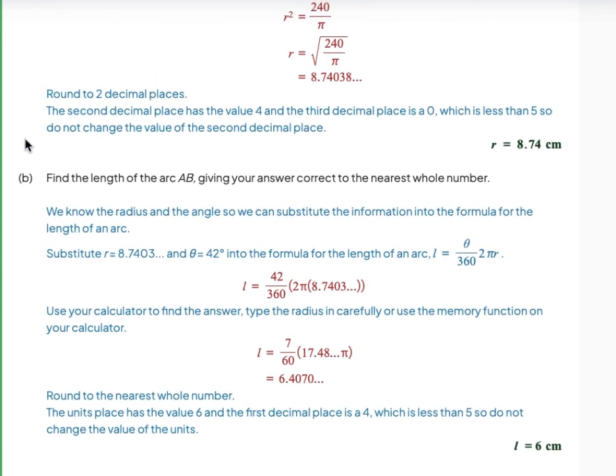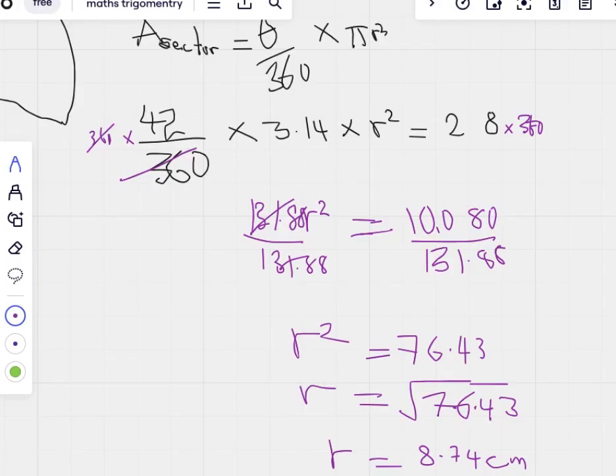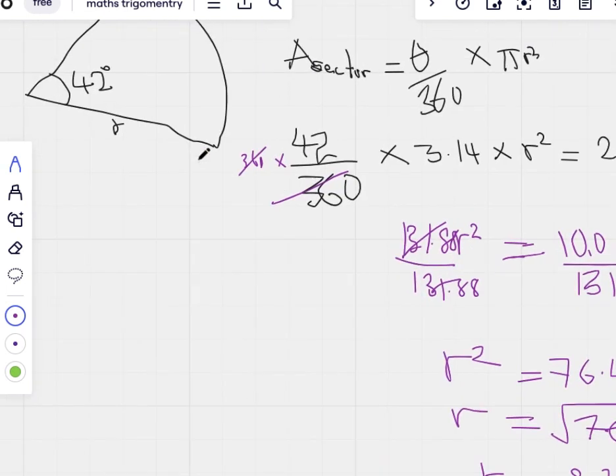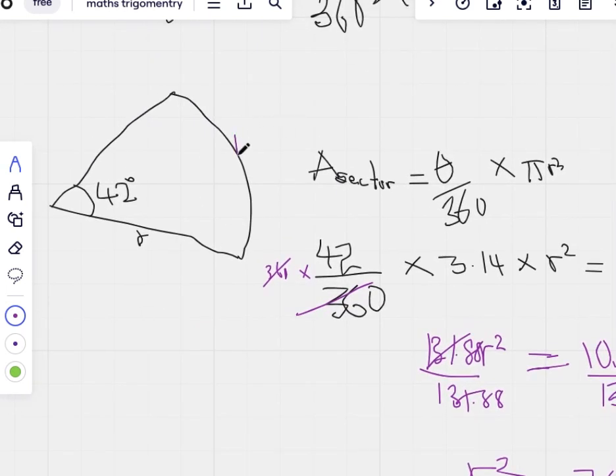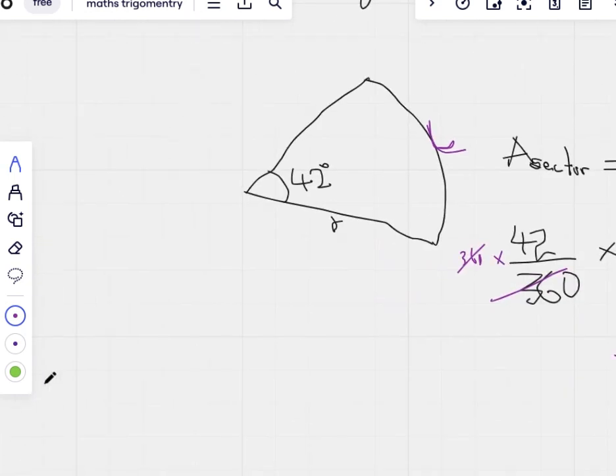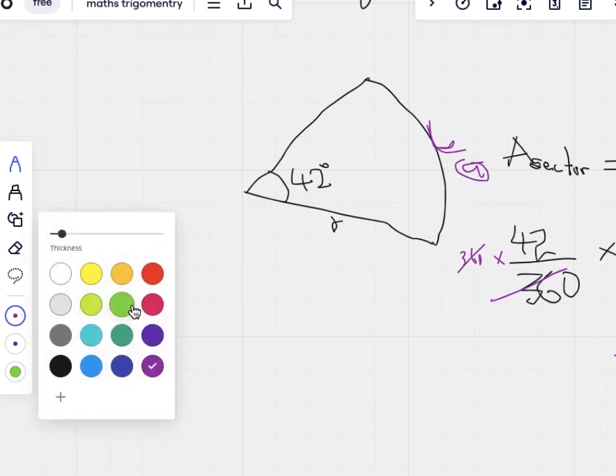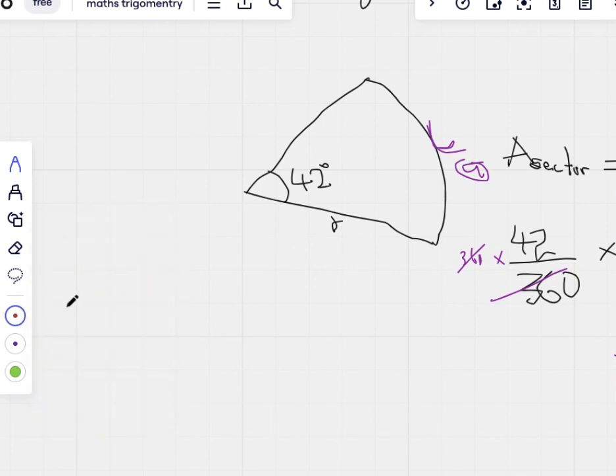Then the B part of the question says find the length of the arc, giving your answer correct to the nearest whole number. Now that we have found this, find the length of the arc. You say calculate the length of this arc. Okay, so now length of an arc, let's do it here, the B part of the question. This one was A part, B part we change the color, make it a bit orange.